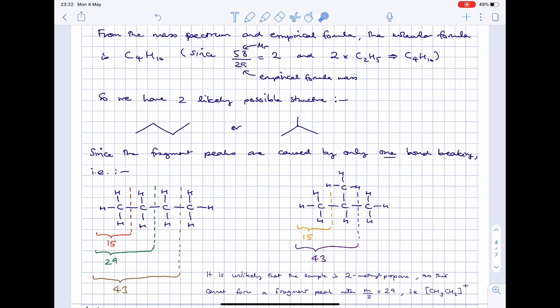I've shown how we can form fragments by breaking one bond along the molecule. So in the case of butane, I can form a methyl fragment, an ethyl fragment, a propyl fragment, and those are the only fragments I can form. And the M over Z values I've written here. For 2-methyl propane, there's only two possible fragments I can form. If I break this bond here, it's the same as breaking this bond here because these two methyl groups are interchangeable.